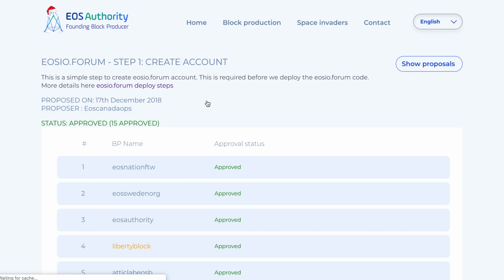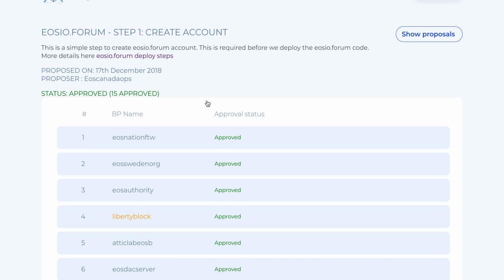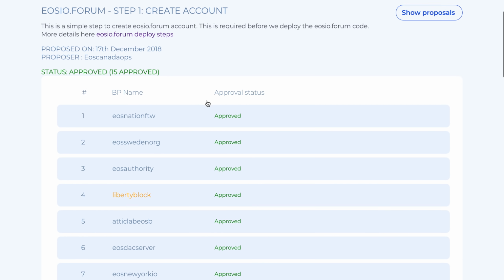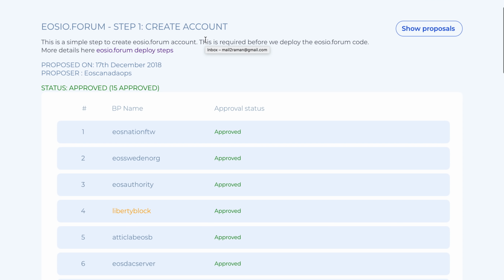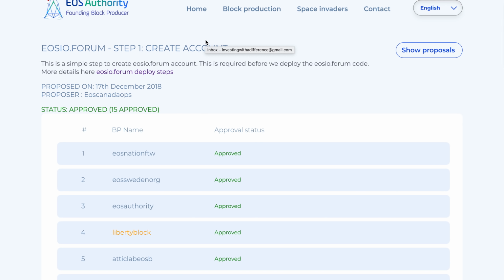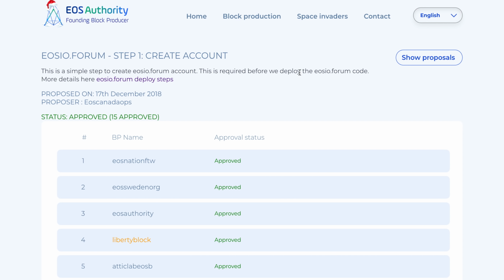And as I said, the referendums are on the way. The system contracts and the changes in the code are already happening. The eosio.forum has been created, and soon you will start seeing referendums and voting on the chain, which will give you a voice to decide what proposals should go through.